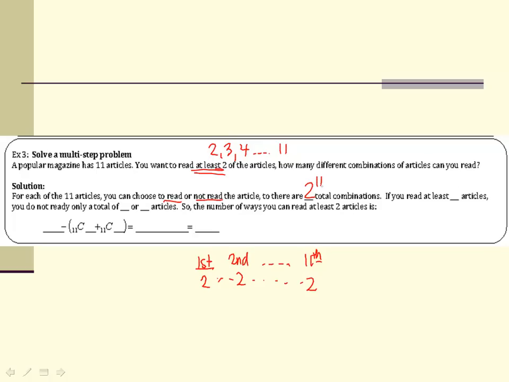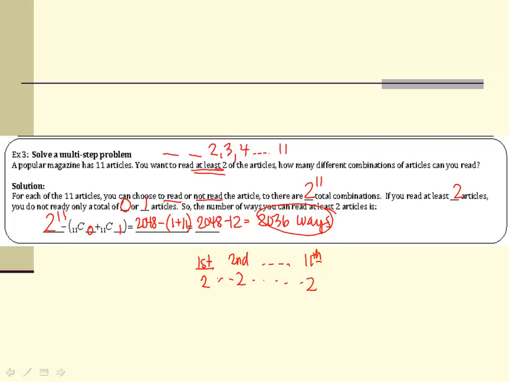Now, if I read at least 2 articles, then I didn't read 0 articles or 1 article. And so you're kind of looking at what's missing in the realm of the 0 to 11. So it's easier to do this. There are 2 to the 11th possibilities. And I can get rid of the possibility that I didn't read any of the 11 or that I only read 1 of the 11. Now, 2 to the 11th is 2048. 11 choose 0 is 1, and 11 choose 1 is 11. So 2048 minus 12 is 2036 ways.